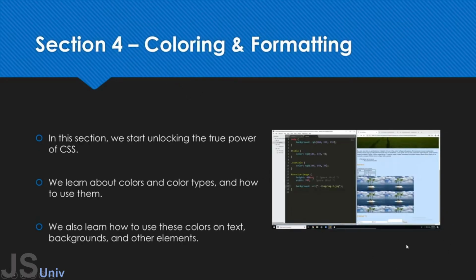Next section is where we start using the real power of CSS. So we're going to start using colors, and we're going to be applying those colors to our page. So we're going to be learning about different color types, a little bit of how colors are set up on the computer. So things like RGB, other color codes, and then we're going to use them and apply them using CSS to backgrounds and text and all sorts of other things.